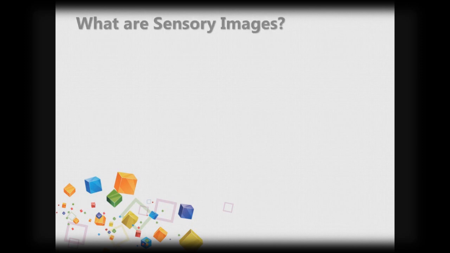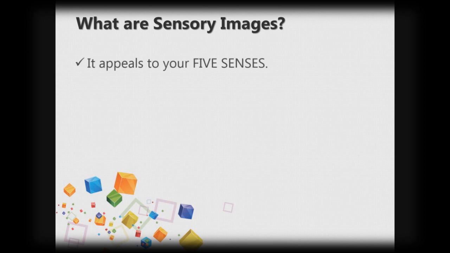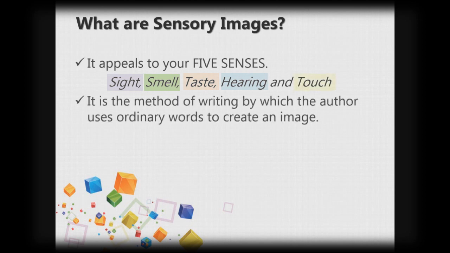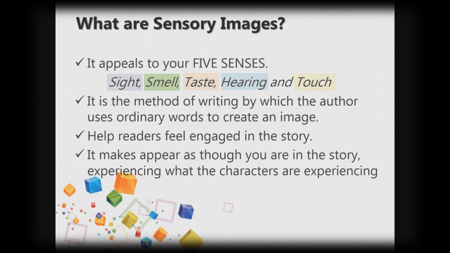Based on the activity we've just made, what are sensory images? Sensory images appeal to our five senses: sense of sight, smell, taste, hearing, and touch. It is the method of writing by which the author uses ordinary words to create an image. It helps readers feel engaged in the story. It makes it appear as though you are in the story, experiencing what the characters are experiencing.